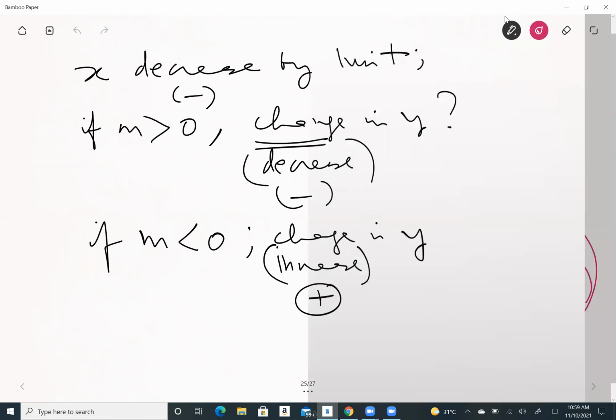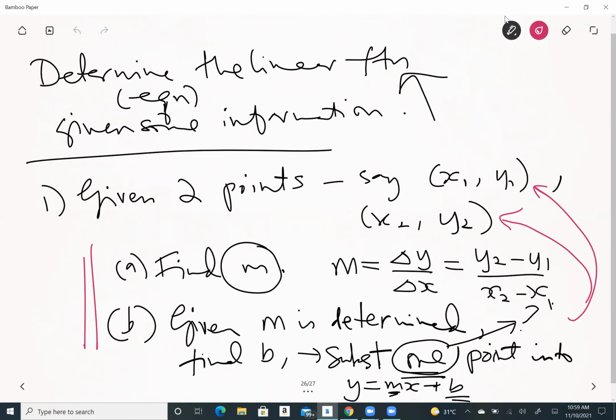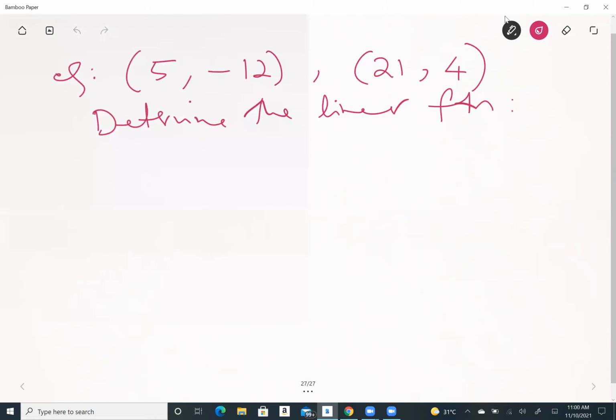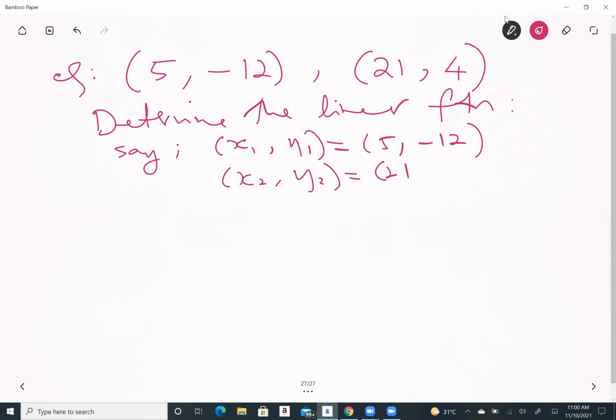So that's the method. Given the 2 points, first, you want to find M. Secondly, you find B. So that's the way. First, you assign 1 point as x1, y1, the other point x2, y2. Let's say x1, y1 is the first point, very convenient: 5, -12. And then x2, y2 equal to 21, 4.